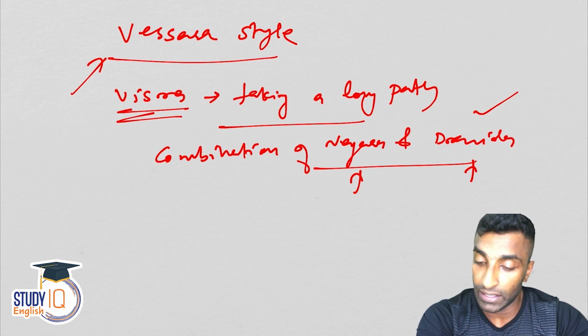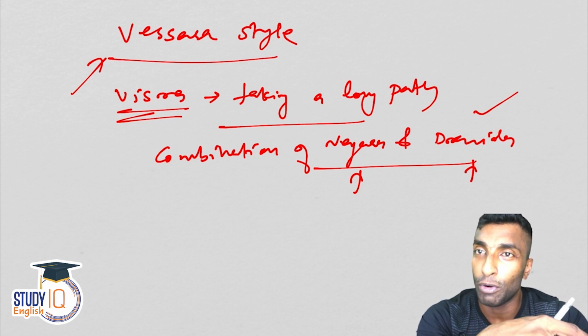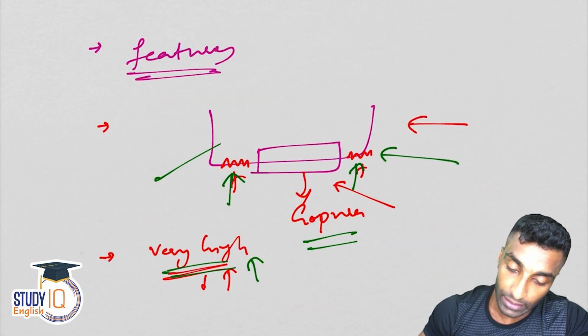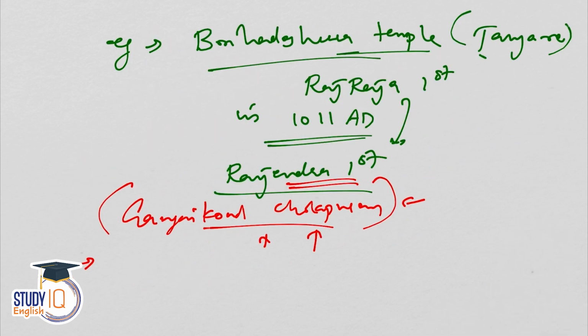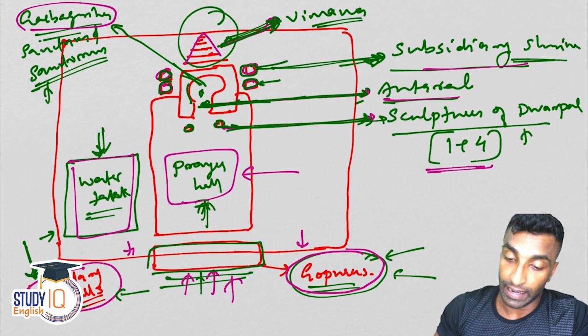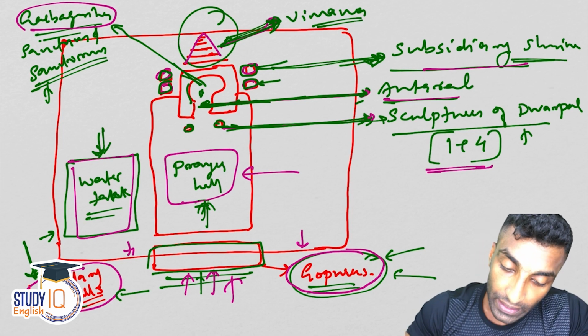Okay, so this is what we have discussed. So I hope you understood what I mean by the combination of Nagara and Dravida. Let me quickly go for that. Guys, this is what we discussed as Dravida style. So can you see here the features that we have covered?